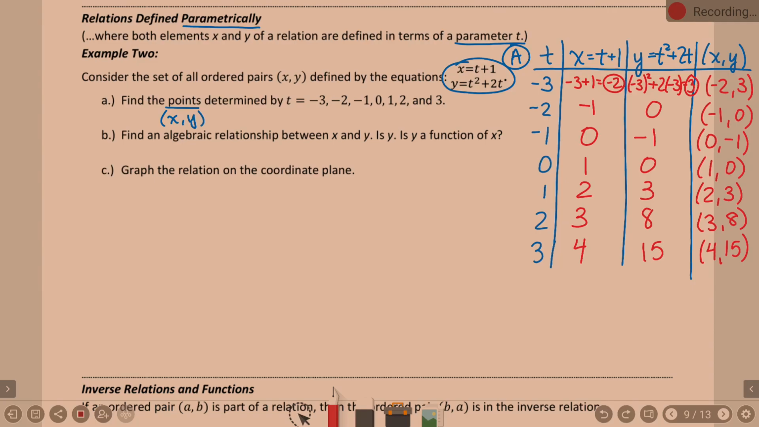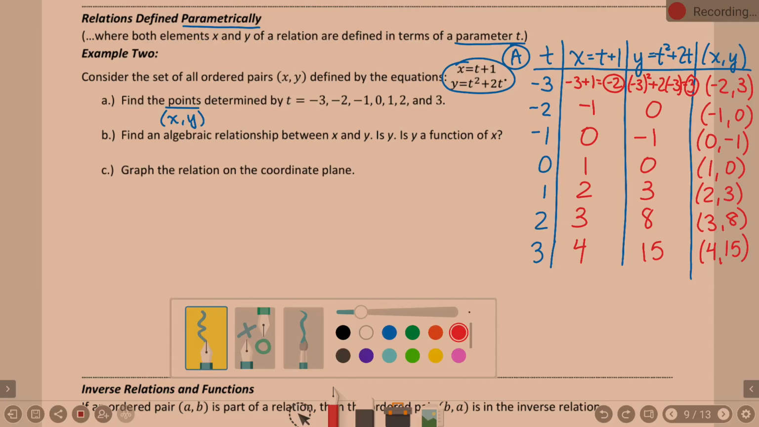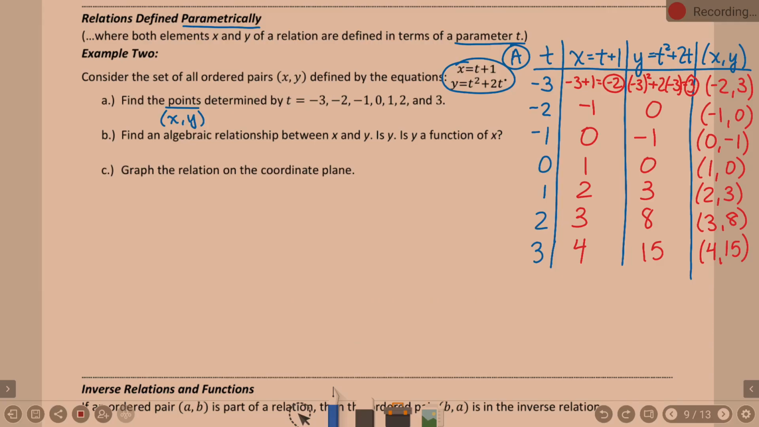Part B asks us to find an algebraic relationship between x and y, and then it's going to ask us, is y a function of x? Okay. I'm going to come over here with B. Find an algebraic relationship. Basically, I want to take my two equations, my x equals and y equals, and combine them into one equation where we have x and y, but t is gone.